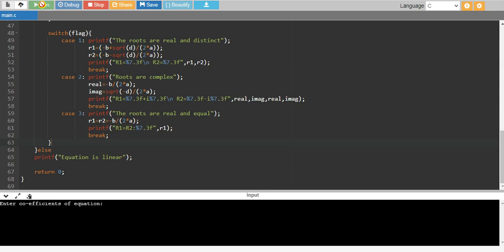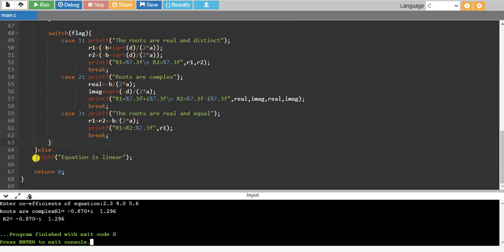Yes, we got it. Enter coefficients of equation. I'll enter some values for checking the roots of the quadratic equation. a equal to 2.3, b equal to 4.0, c equal to 5.6, then hit enter. Roots are complex, and r1 equal to minus 0.870 plus imaginary 1.296, and r2 is minus 0.870 minus imaginary number 1.296.